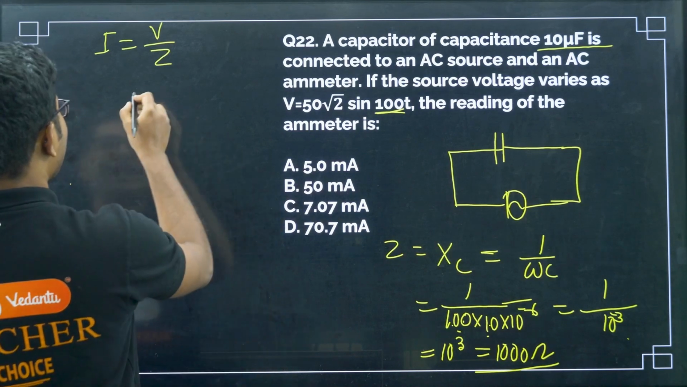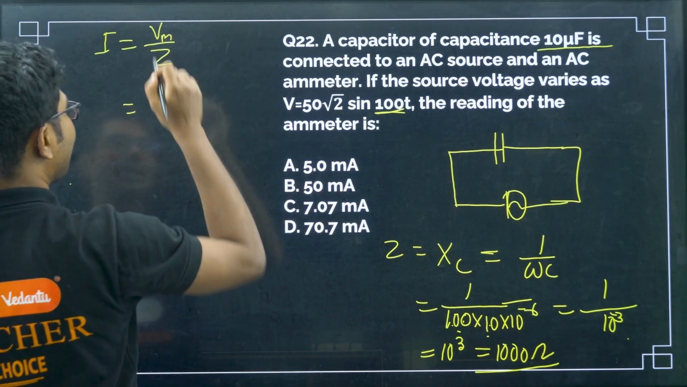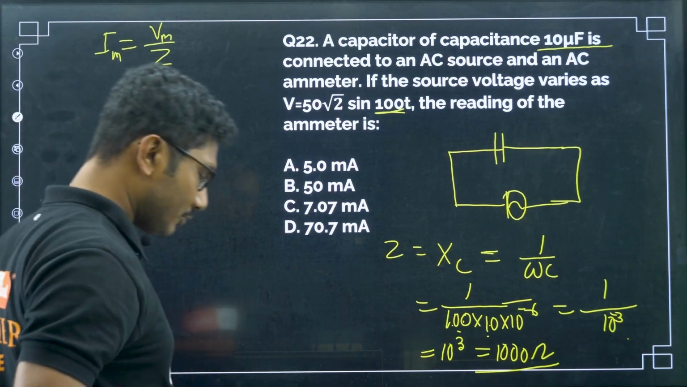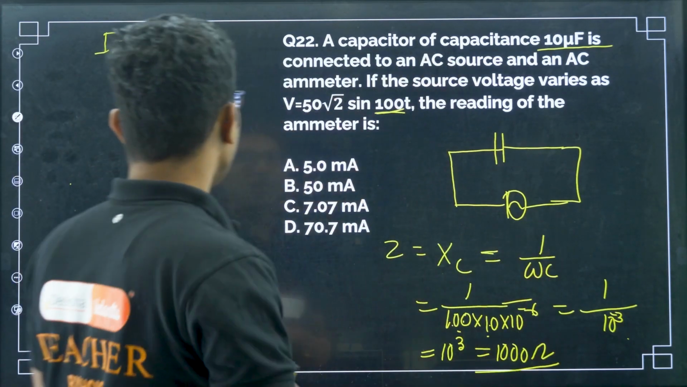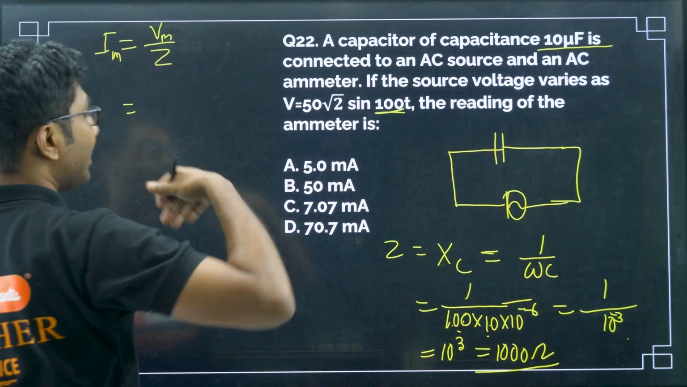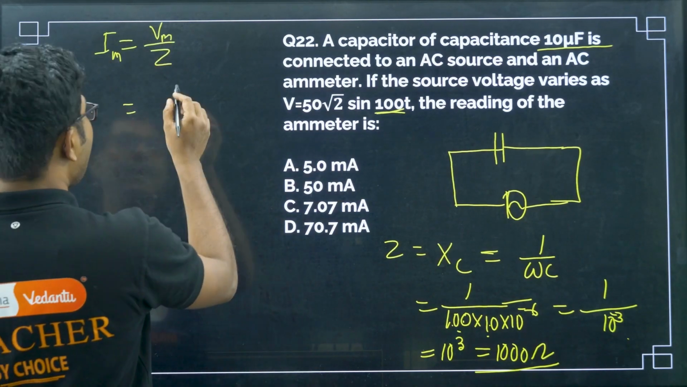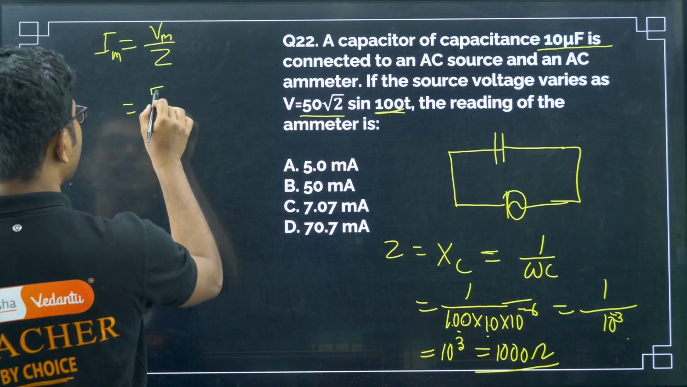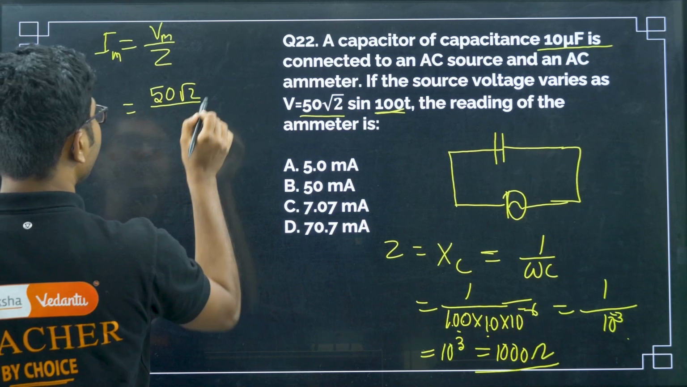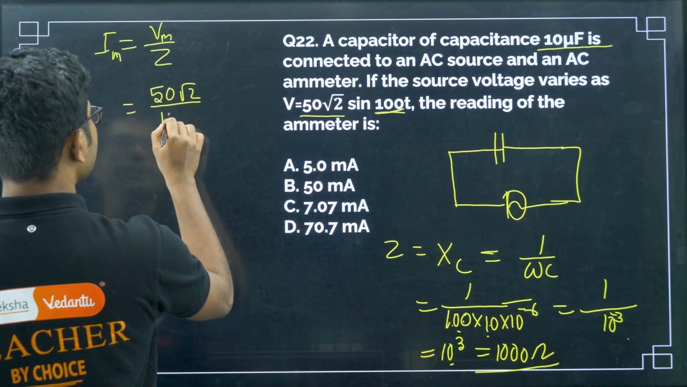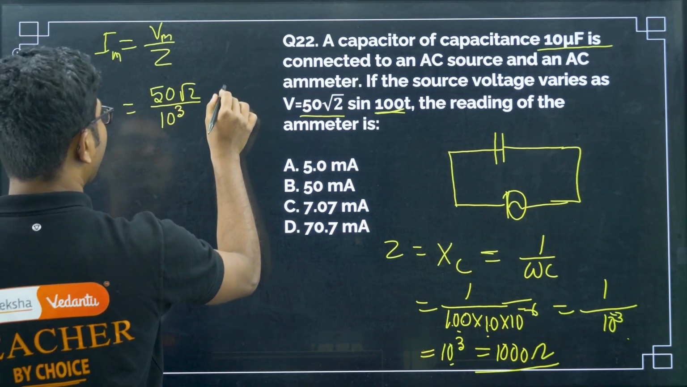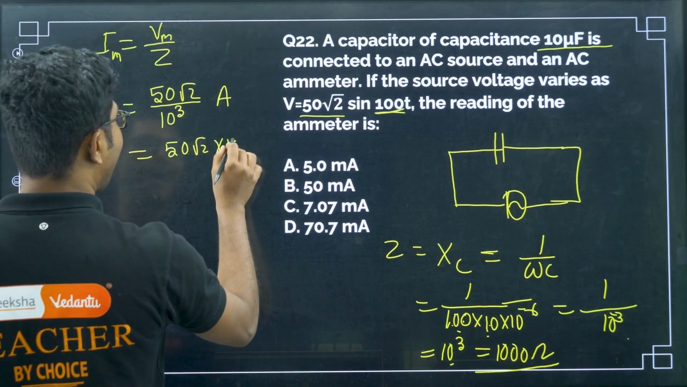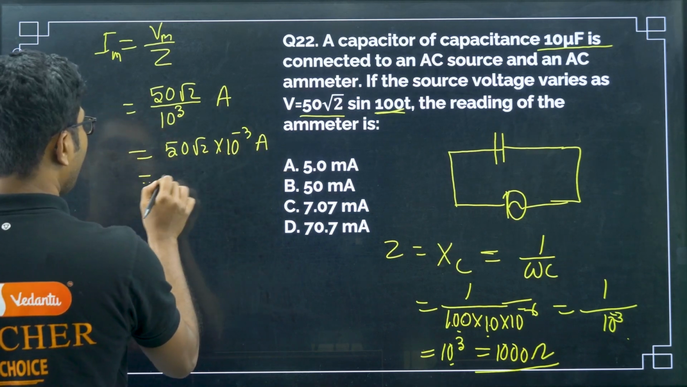Now, what is the current? Current is simple. The reading of the ammeter will be the maximum value of the current. So, there are two more steps involved. First, you have to find the maximum current. Maximum current is maximum voltage divided by the impedance. So, maximum voltage is 50 root 2, divided by the impedance, which is 10 to the power of 3, so this is 50 root 2 into 10 to the power of minus 3 ampere.